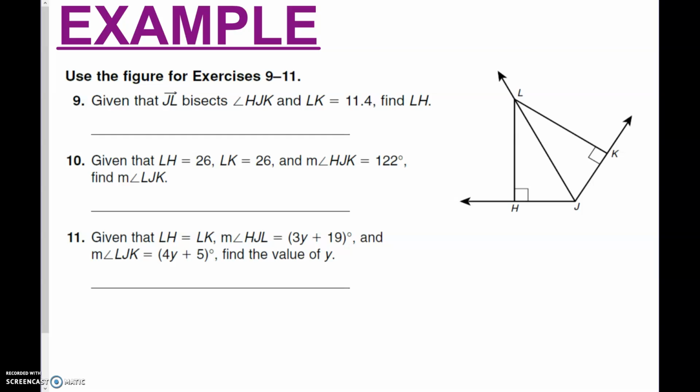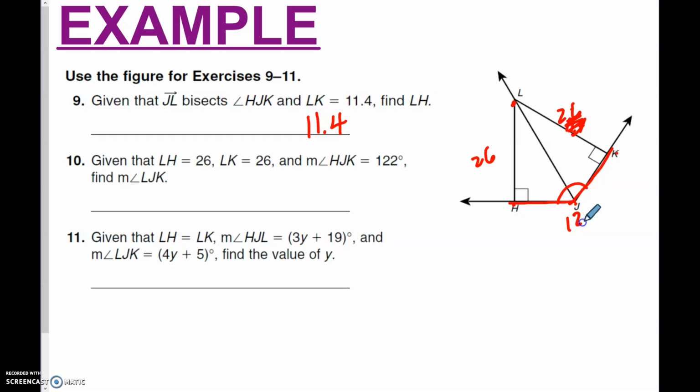All right, JL, let's see. JL is bisecting HJK. Okay, so we know that, so these are equal. And if LK is 11.4, then LH has to also be 11.4. All right, LH, and okay, now they're telling us that both of these are 26. So if they are 26, they're telling us L must be on that angle bisector.